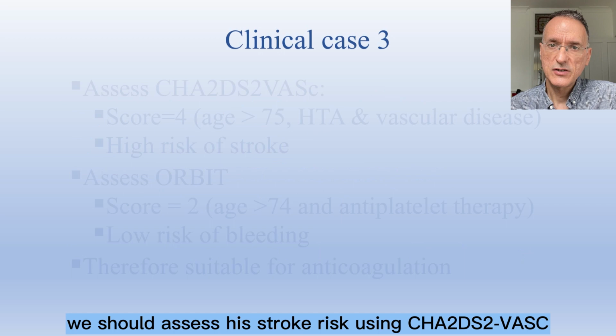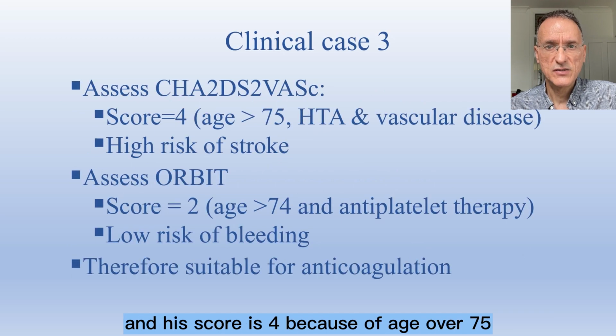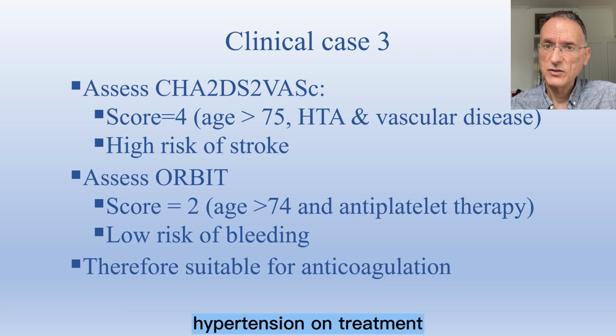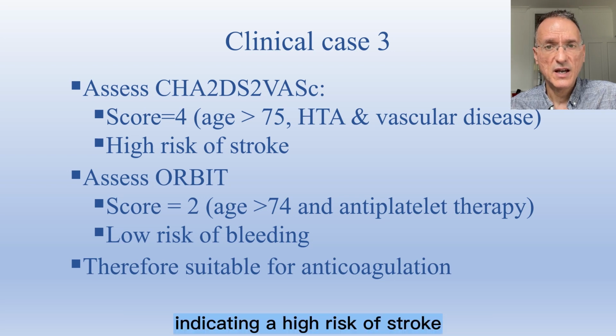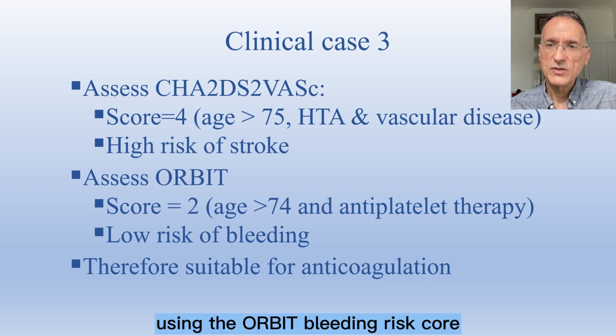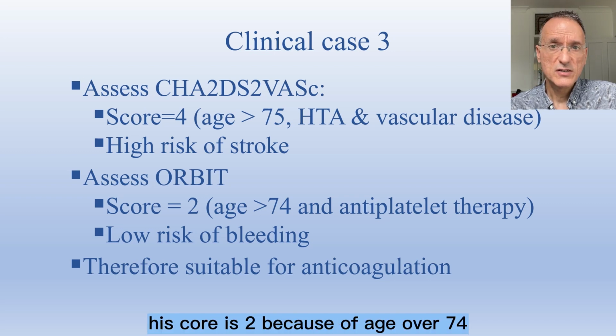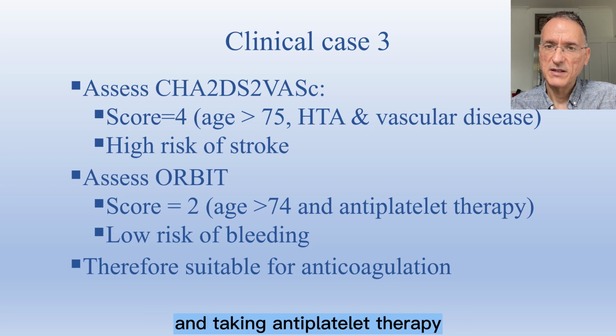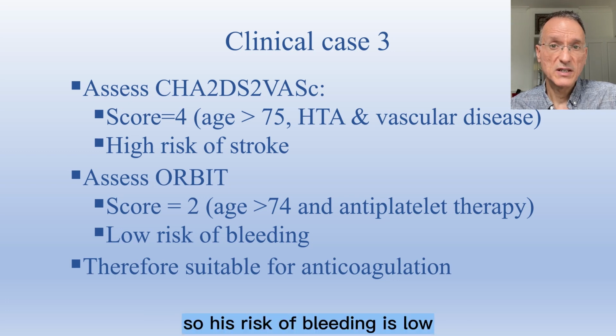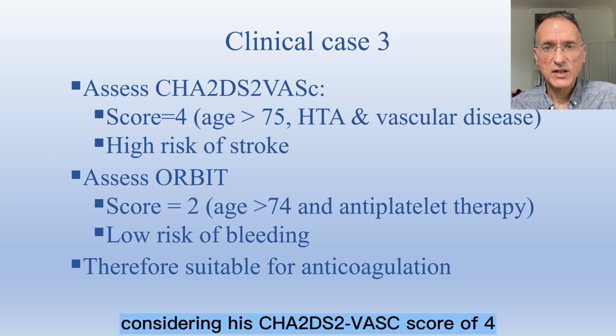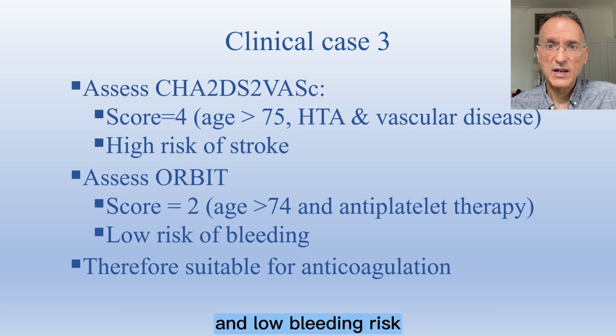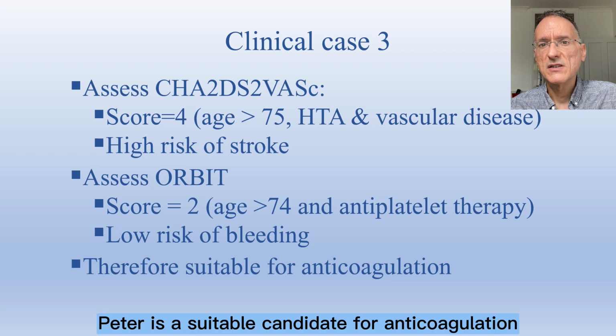We should assess his stroke risk using CHA2DS2-VASc, and his score is 4 because of age of 75, hypertension and treatment and previous vascular disease, indicating a high risk of stroke. Using the ORBIT bleeding risk score, his score is 2 because of age over 74 and taking antiplatelet therapy, so his risk of bleeding is low. Considering his CHA2DS2-VASc score of 4 and low bleeding risk, Peter is a suitable candidate for anticoagulation.